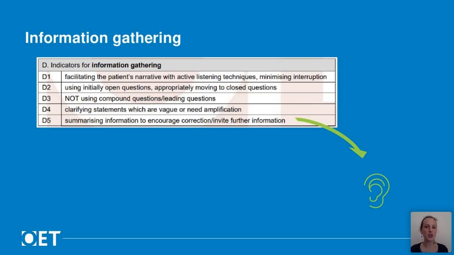It means making sure you have understood what they said by asking for clarification when it's unclear, or, as we looked at before, when their words suggest one thing, but their tone means another. Finally, it means avoiding asking compound questions, which in other words means 2 or 3 questions in one go.